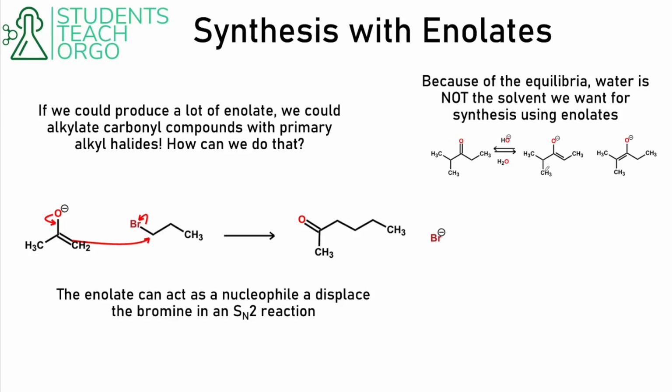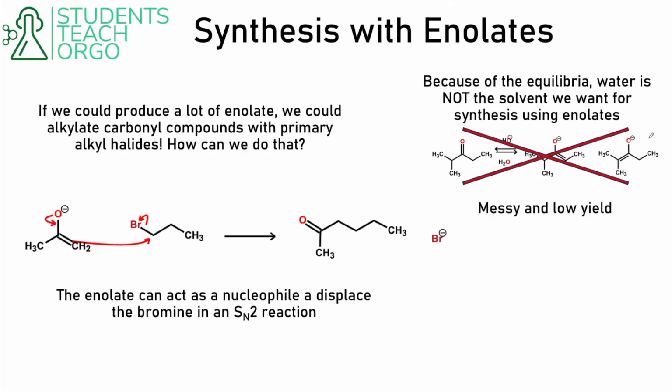But we just spent a lot of time talking about how there is an equilibrium between the carbonyl form and the enol or enolate form, and we also wouldn't be able to control, for a ketone like this, which side the enolate's on, whether the double bond's on this side or on that side. So we want to avoid water when we're doing this kind of synthesis with enolates, because it would be really messy. We'd get a whole bunch of products, and there wouldn't be a great yield, because not a lot of our carbonyl compound would be in the form that we need it to be in.